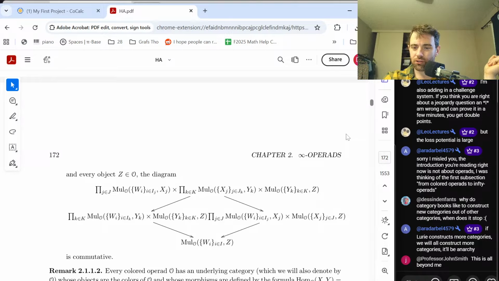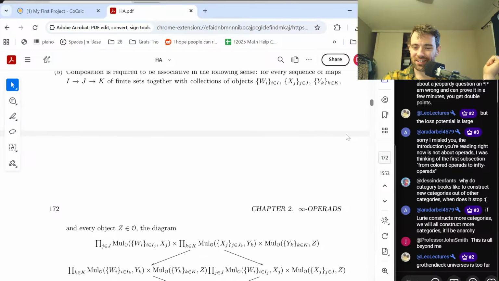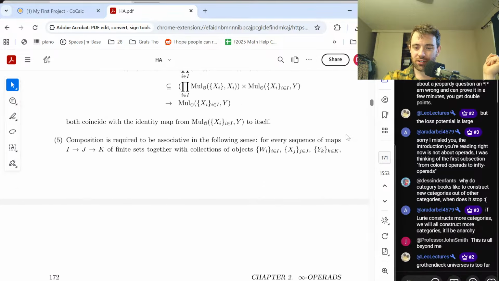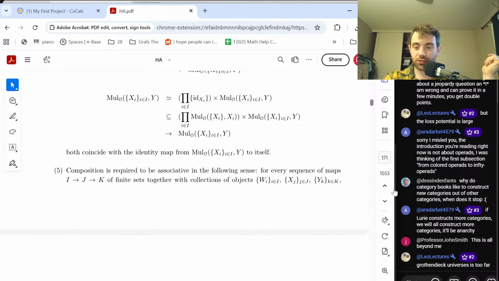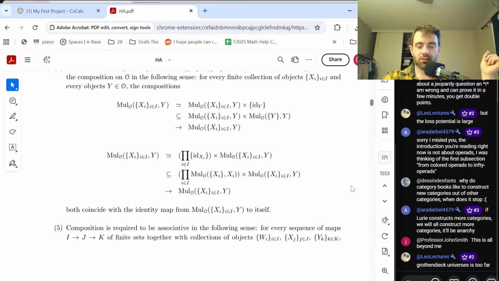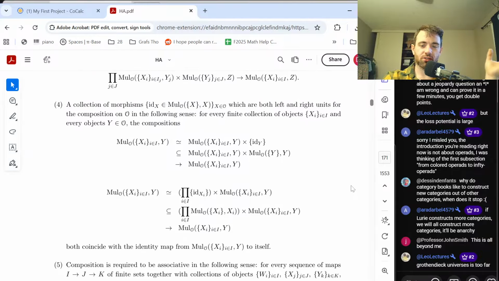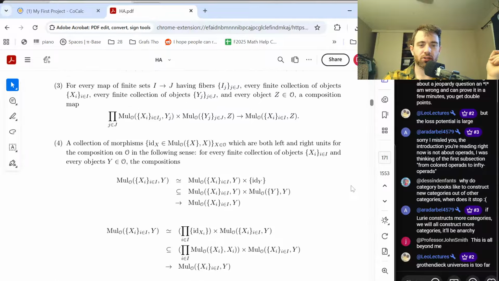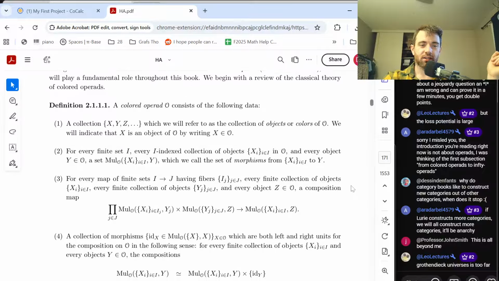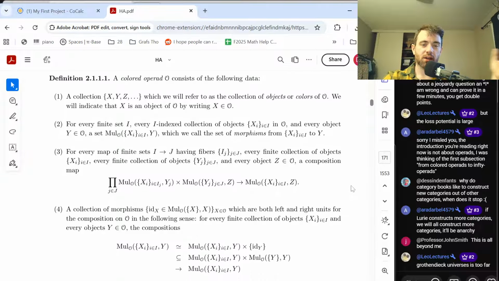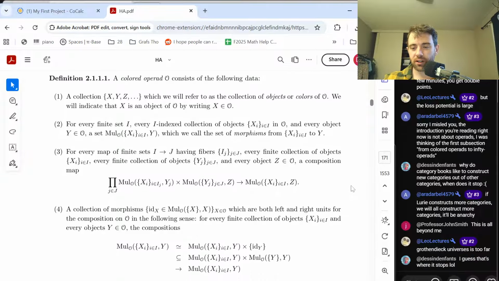If Lurie constructs more categories, we will all construct more categories. It'll be anarchy. This is all beyond you. Well, it's a little beyond me. Grothendieck universes are too far. Oh my god, Leo. Every day you show up here and you're asking me to revoke your blue gear. You beg me to remove your blue gear icon.